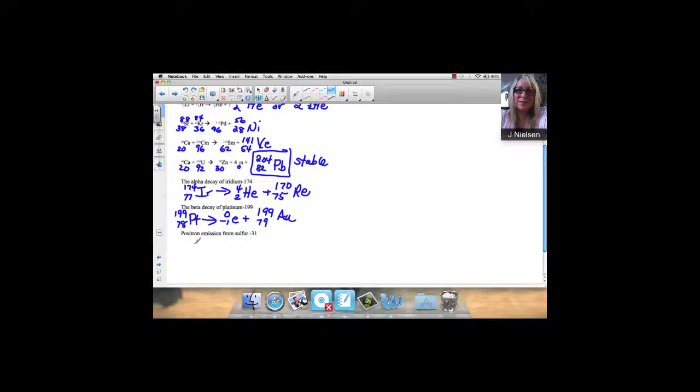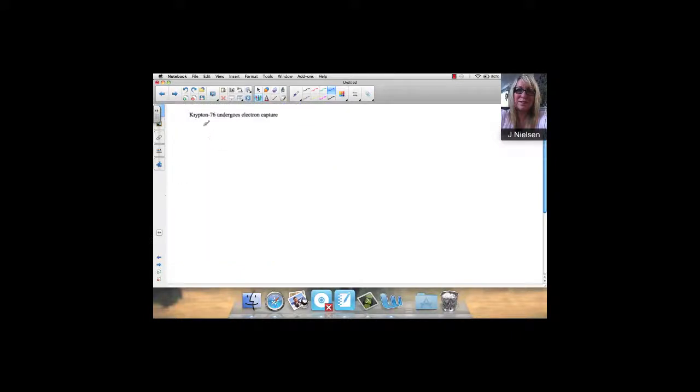Positron emission from sulfur-31. We have sulfur-31, has an atomic number of 16. Positron is my positive electron, and that's going to give me 31 and 15, which is phosphorus. I believe we have one more. We have Kr, 76, has an atomic number of 36, electron capture, meaning it's taking an electron into its nucleus, and we're going to wind up with 76, 35, which is bromine. So you need to know how to write basic decay reactions.